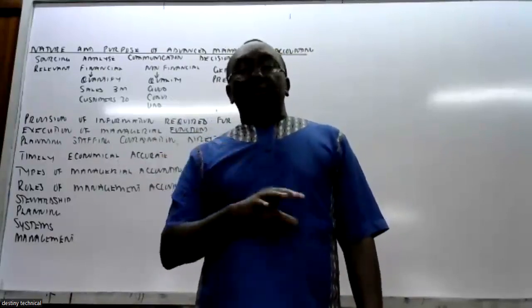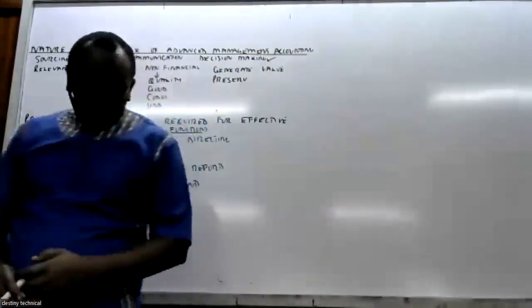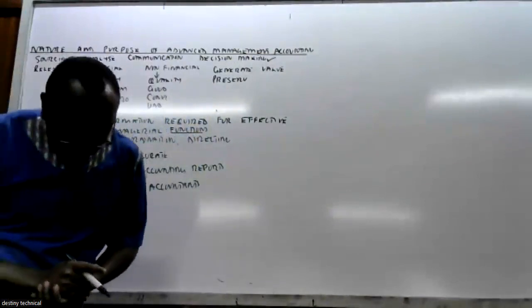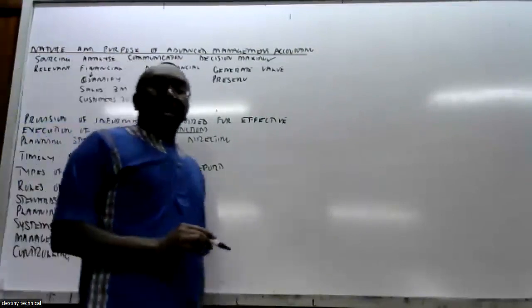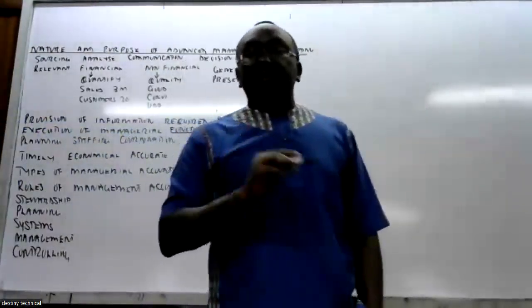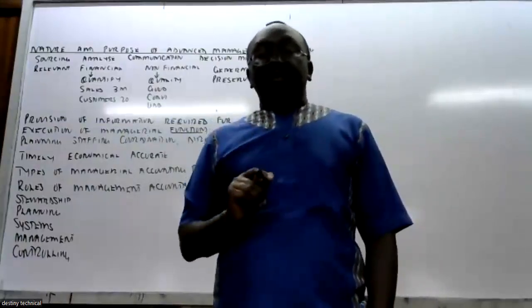So when you are in that board, you are participating in the managerial functions. The other thing that you need to do is the issue of controlling of costs. This is one of the major roles of a management accountant. Companies nowadays are employing management accountants to advise them on how they can minimize costs.